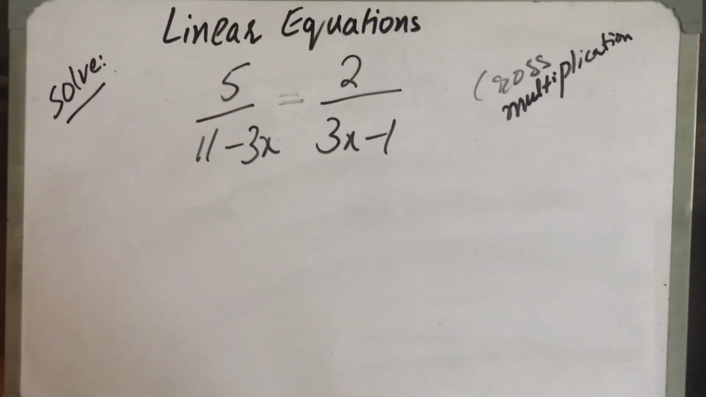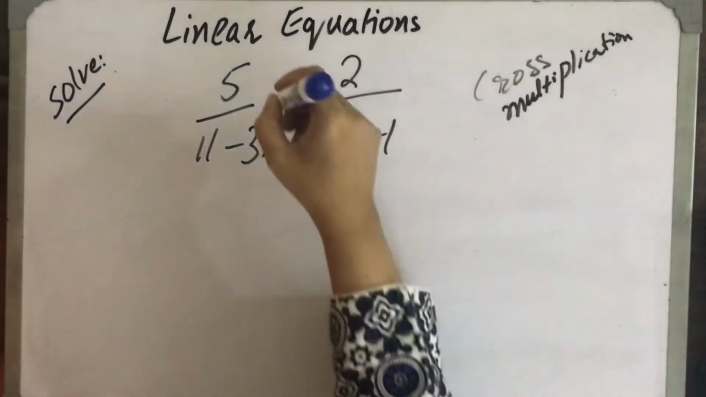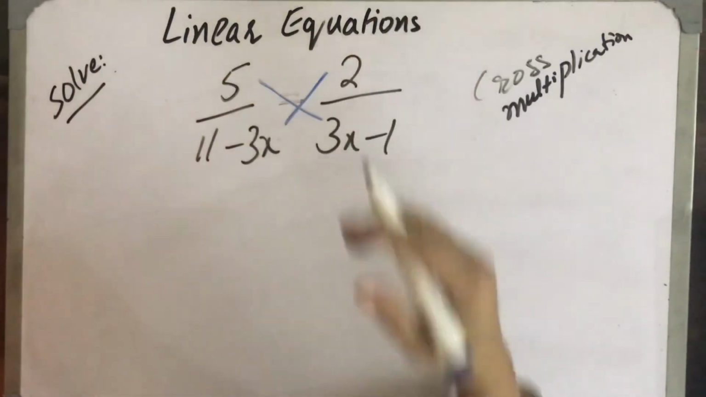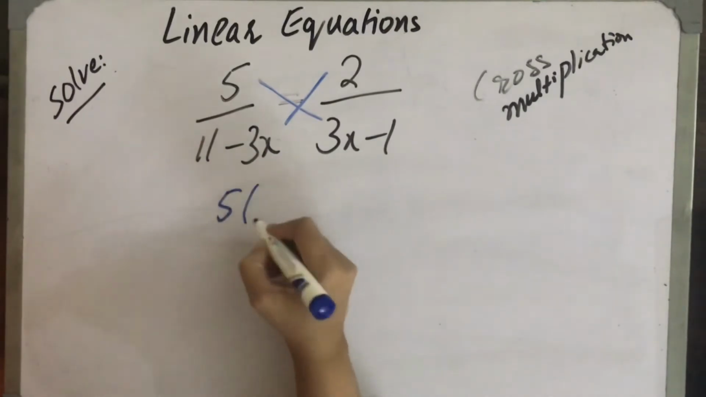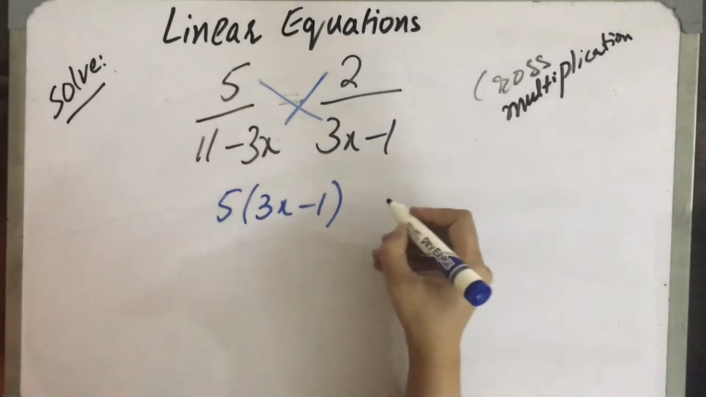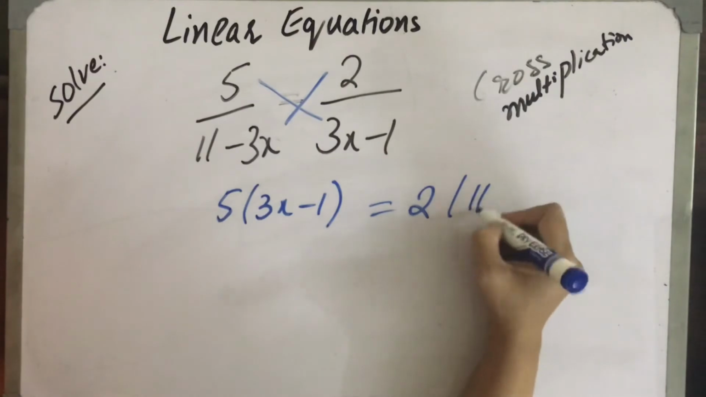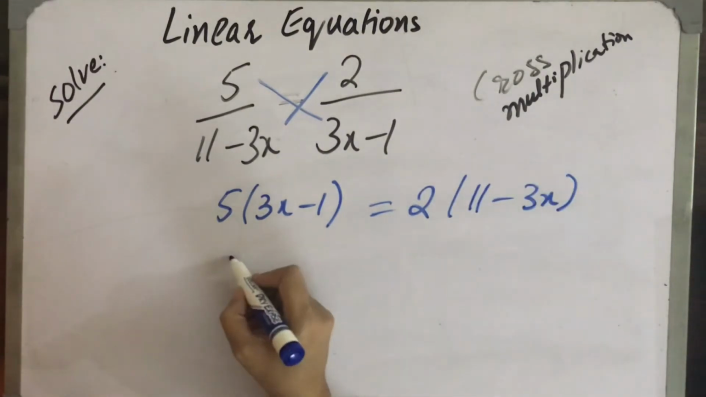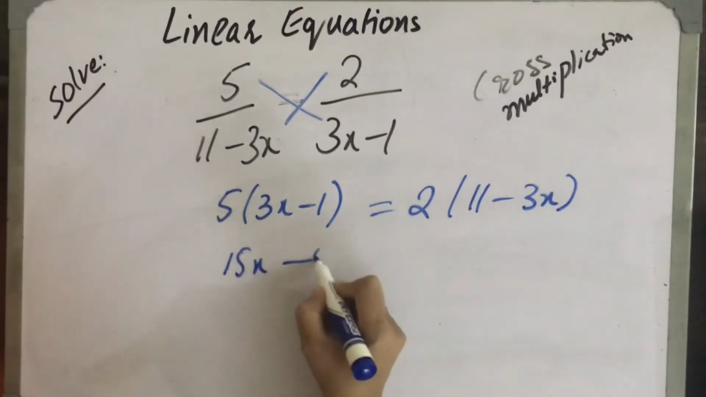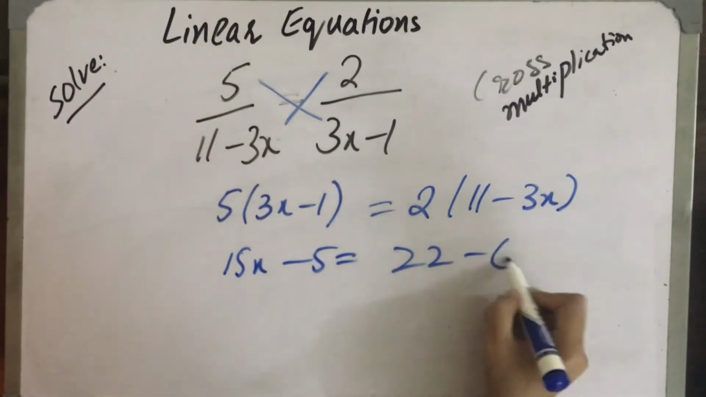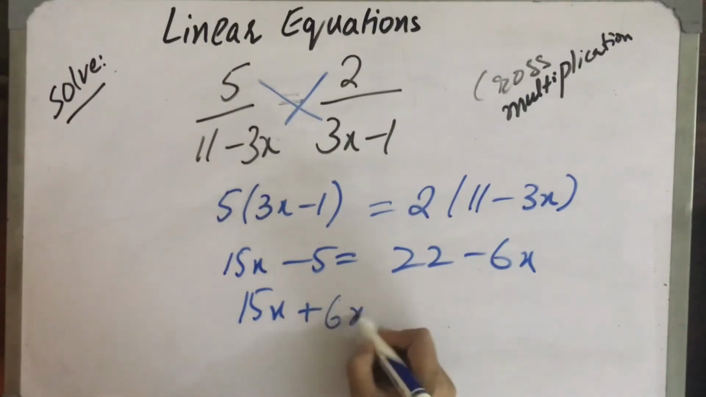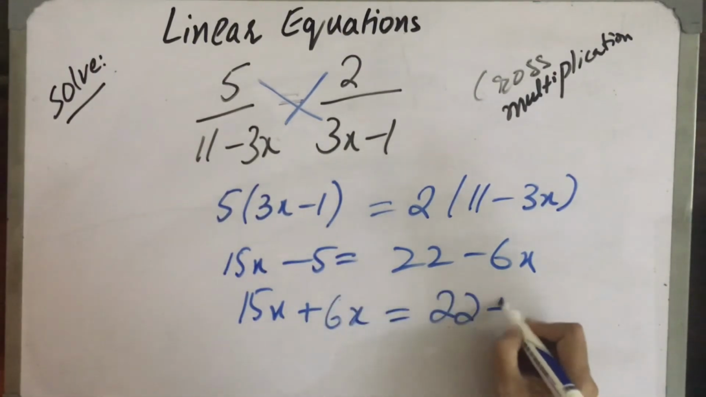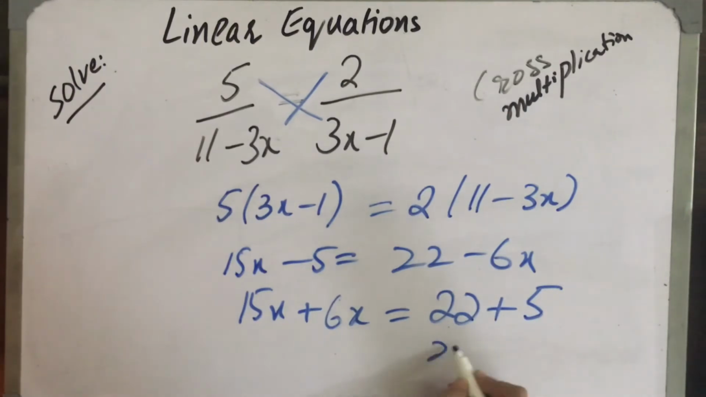In these two questions we have a variable in the denominator and a constant in the numerator, but we shall also have those questions in which our variable will be in the numerator and the constant in the denominator. So when I multiply 3x minus 1 with 5 and 11 minus 3x with 2, I will have 15x minus 5 and 22 minus 6x, both variables on one side. Minus 6x will go to the other side and become positive. 5 will come to this side and become positive.